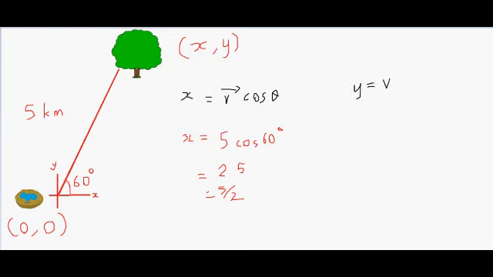Now we practically do the same thing for y, substitute in the same values because the vector is the same and the angle is the same, except we're using sine. So 5 sine of 60 would give you a value of approximately 4.33, or in fractions 5√3/2.